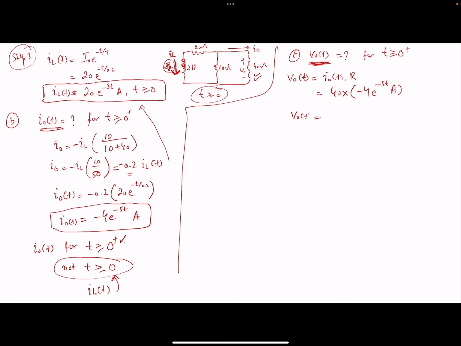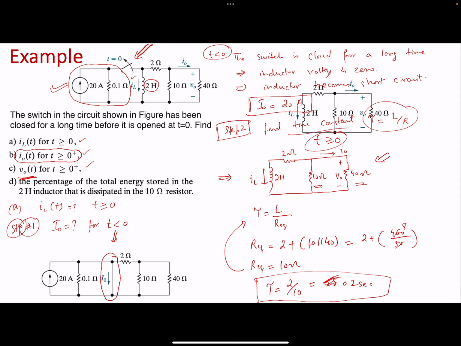So V naught of t comes out to be equal to minus 160 e raised to power minus 5t volts. So this is the value of the V naught of t. Okay. The final thing would be, we want to find this.